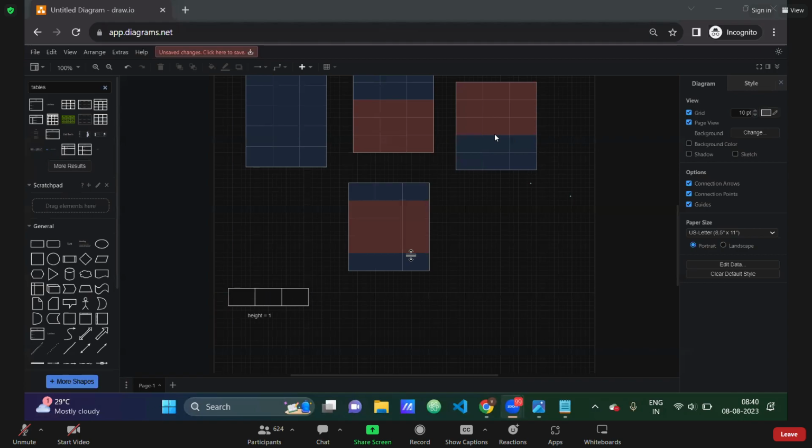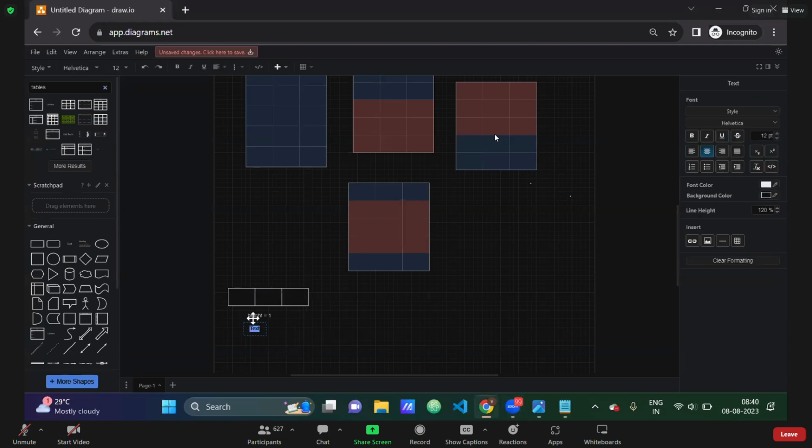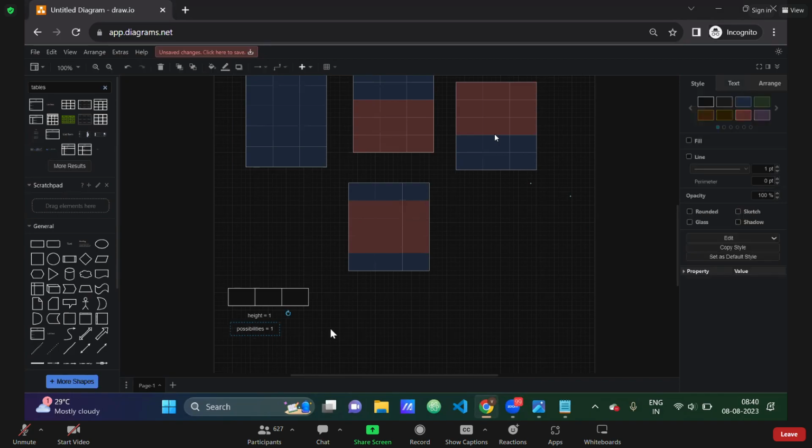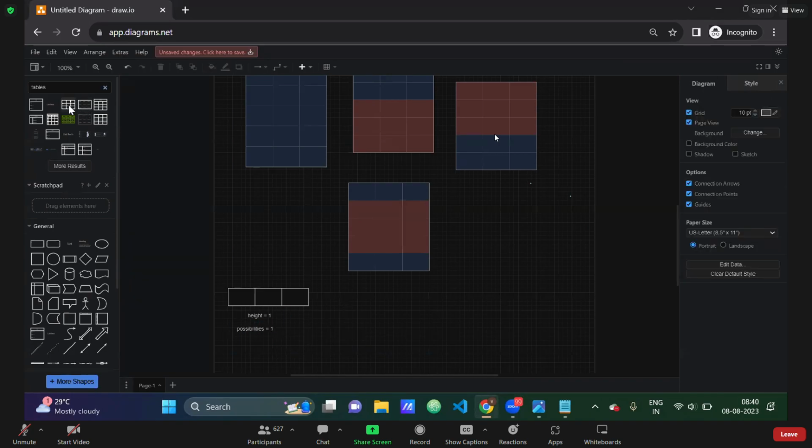Everyone getting my point? Because you can't place a tile vertically, as there is no height. So you can place it only horizontally. Got it? So the number of possibilities we have is 1, for height 1. Now next is height 2.